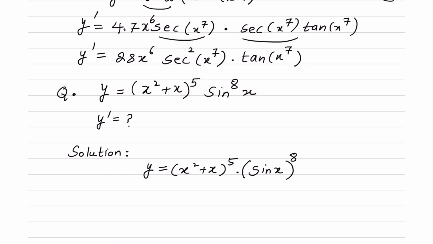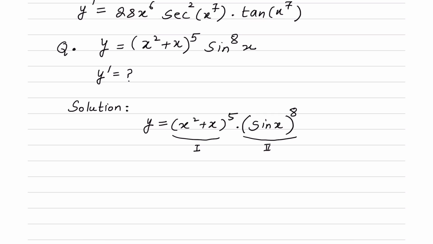We can see that two terms are being multiplied. Let's call this the first term and this the second term, and we are going to apply the product rule of the derivative. Product rule of the derivative is applied when two expressions are being multiplied and we have to find the derivative. So how does the product rule work? It says first term as it is and the derivative of the second term.